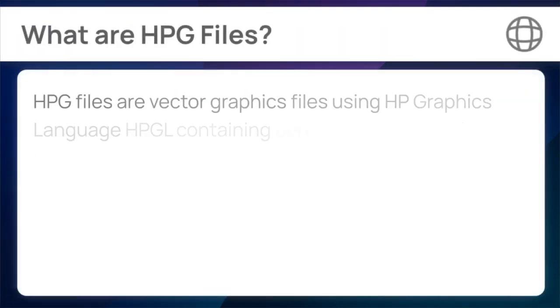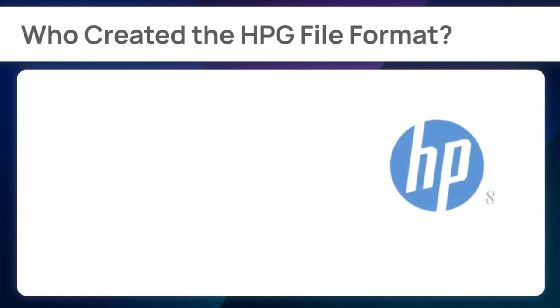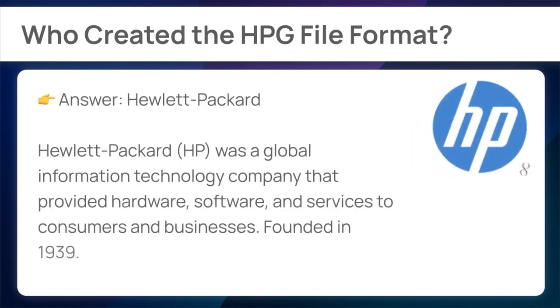HPG files are vector graphics files using HP Graphics Language, HPGL, containing pen plotter commands for producing technical drawings on HP and compatible pen plotters and large format printers. They store vector drawing instructions including line movements, pen selections, and text placement.